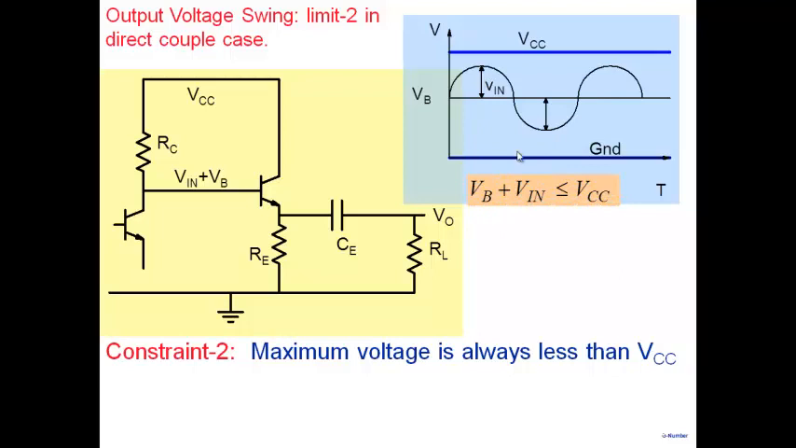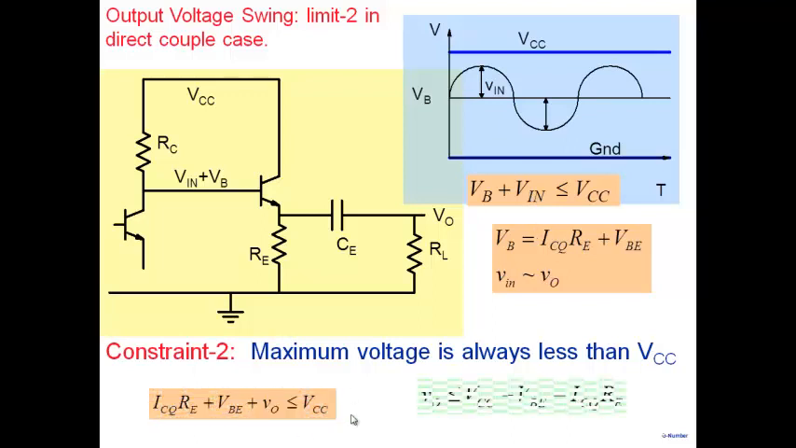VB plus Vin has to be less than VCC here. And therefore, my VB here, base voltage, note that base voltage is equal to the base-emitter voltage plus ICQ RE here. That's the base voltage here. Vin is practically equal to V0. So we get a constraint which is here: V0 has to be less than or equal to VCC minus VBE minus ICQ RE. So we get a constraint on how large my output voltage can be, coming from the fact that the net voltage at the base has to be less than or equal to VCC here.